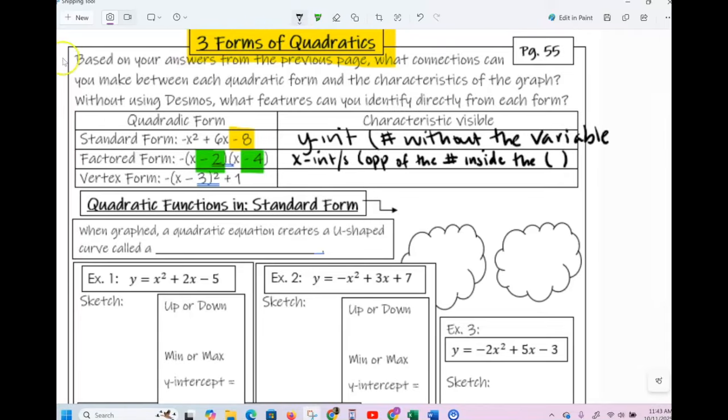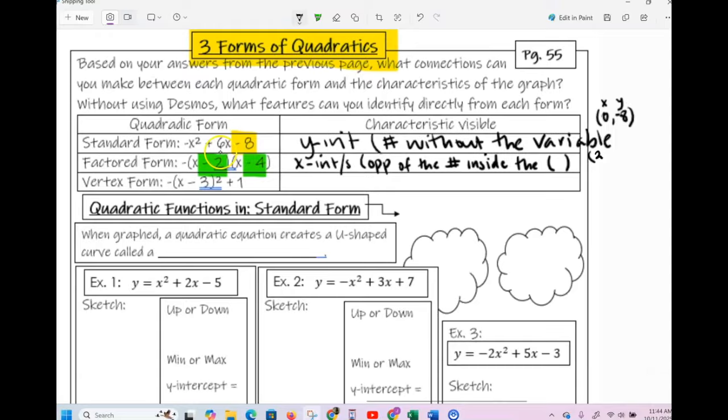Okay, so in other words, our y-intercept is equal to -8. So let's go ahead and write that down. That's going to be x and then y. So we're going to go 0, -8. And then our x-intercept, opposite of -2, which is +2. So again, you start x, which is +2, then y, which is 0. And the other one, opposite of -4, is going to be +4 and then 0.